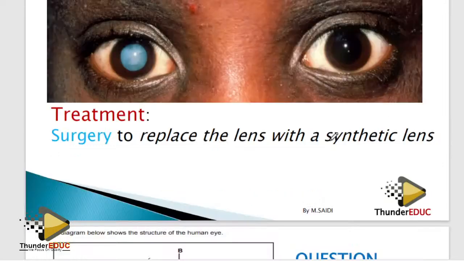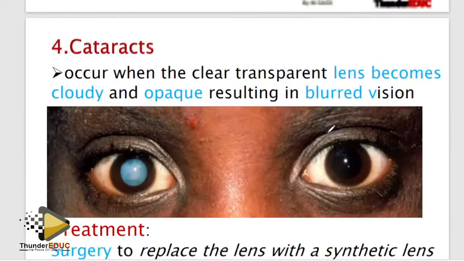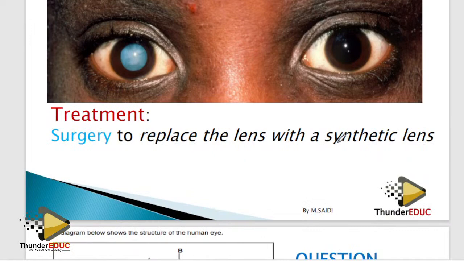Anyway, treatment for cataracts, cloudy lens: treatment is surgery, where you replace it with a synthetic artificial lens, the lens which has been synthesized from the lab, or from the what? From the factory.